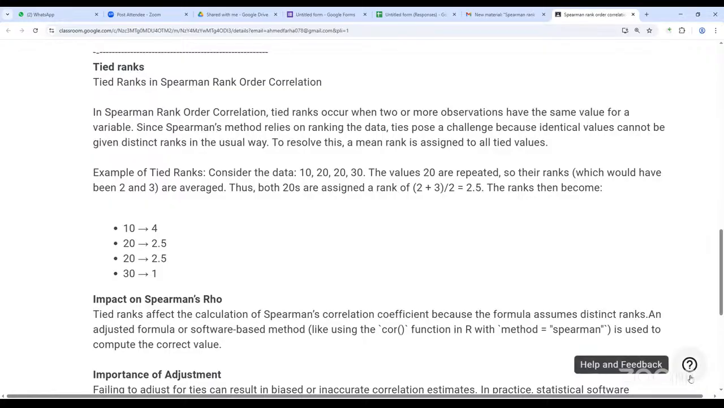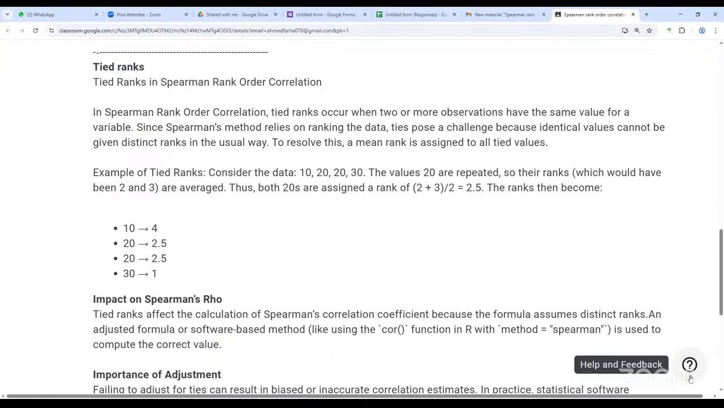Example of tie rank: consider the data 10, 20, 20, 30. The value 20 is repeated, so their ranks, which would have been 2 and 3, are averaged. Thus, both 20s are assigned a rank of (2 plus 3) divided by 2, which is equal to 2.5. The ranks then become 10 to 1, 20 to 2.5, 20 to 2.5, and 30 to 4.